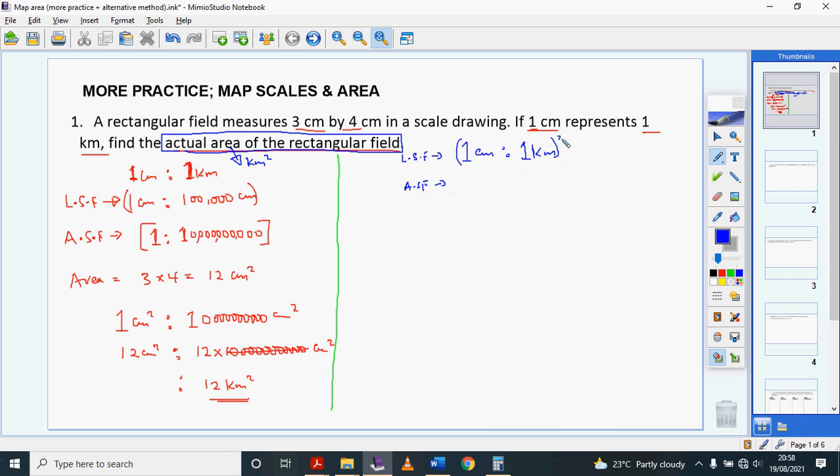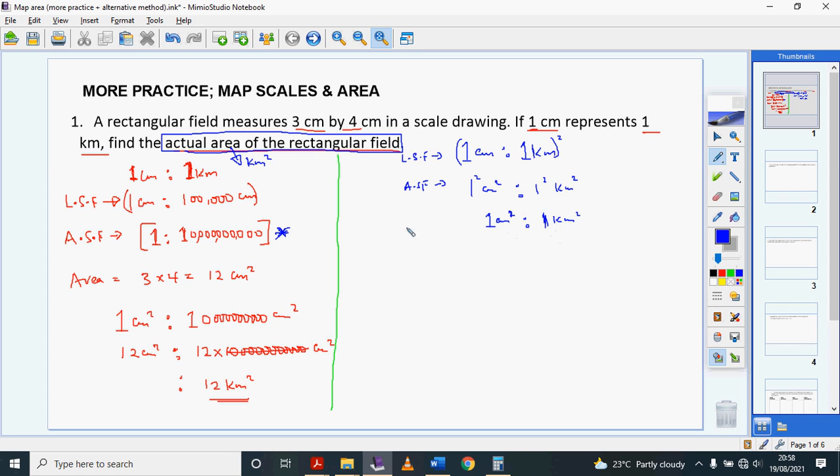And if I square 1 centimeter squared, and I also square the other side, 1 kilometer squared. So basically 1 centimeter squared represents 1 kilometer squared. I already don't have to deal with the 10 zeros that I had at the equivalent stage. Now this is my area scale factor.